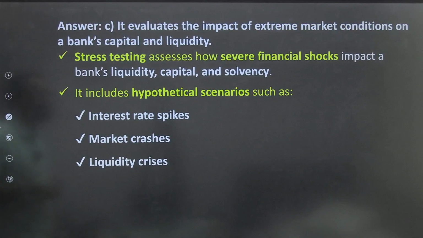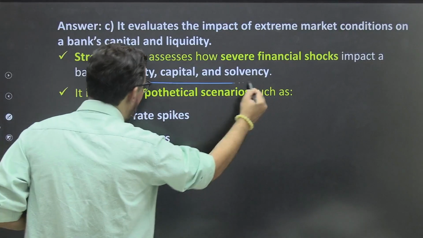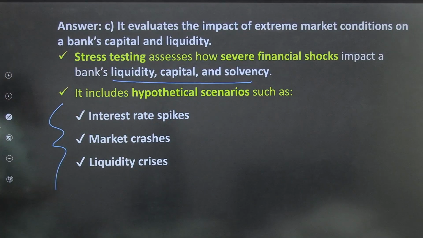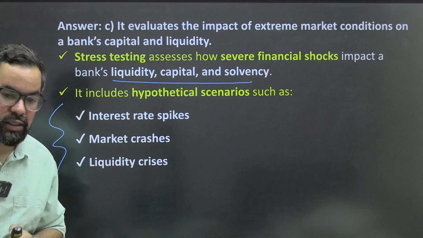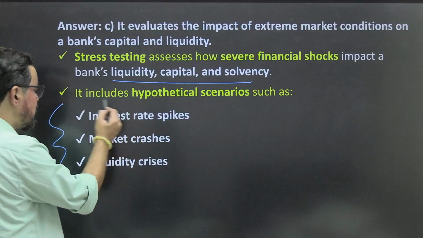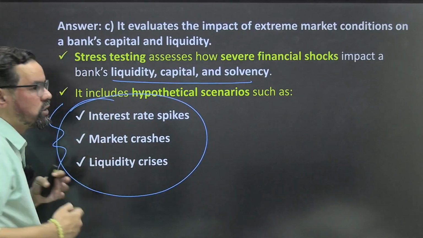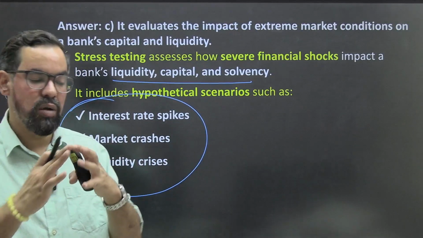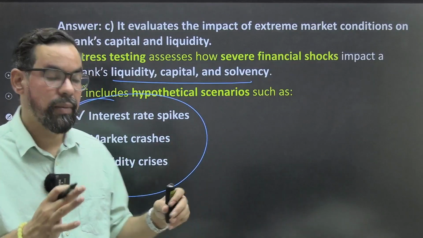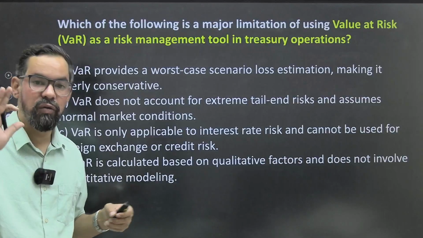Okay. So stress testing assesses how severe financial shocks impact a bank's liquidity, capital, and solvency. It includes hypothetical scenarios such as interest rate spikes, market crashes, or liquidity crises. So these are the pointers. On the basis of these parameters we generally do the simulation. तो हम simulate करके we create different situations and scenarios, and accordingly we are prepared for that worst case scenario, right?